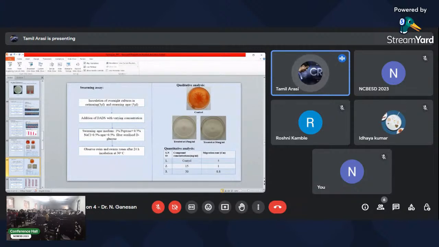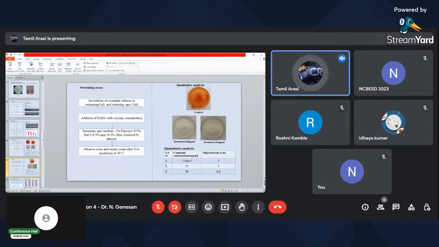And you can see the results here. Control, it is 4 centimeter; at 50 mg per ml and 30 mg per ml, it is 1 centimeter and 0.8 centimeter.